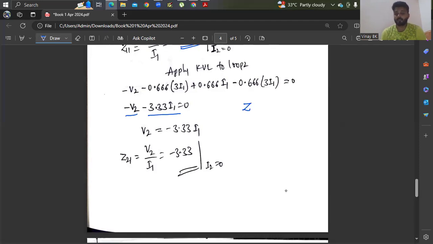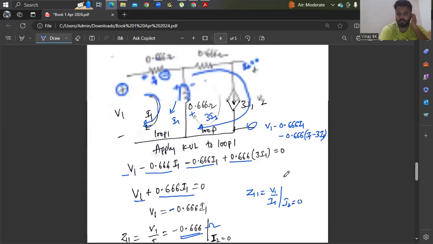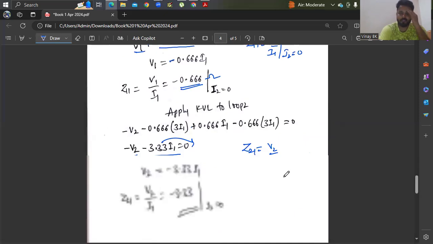Therefore, you can get Z21 ratio, that is nothing but V2 by I1. So V2, sending I1 to the right side, it becomes plus, or else minus V2 sending to the right side becomes plus V2 equals minus 3.33 I1. Therefore, you send I1 here, you can get V2 by I1 ratio, that is minus 3.33 ohm when I2 is 0. You can take a screenshot if you want. Very simple to understand.